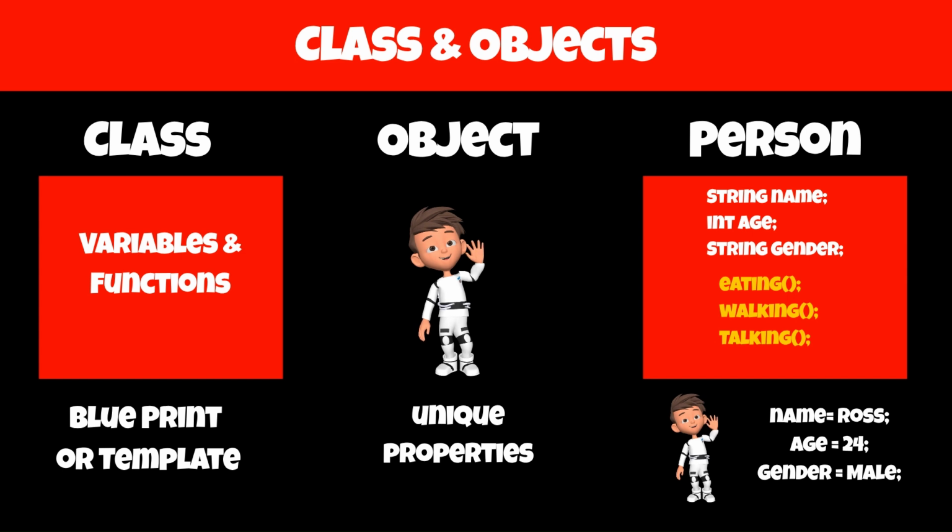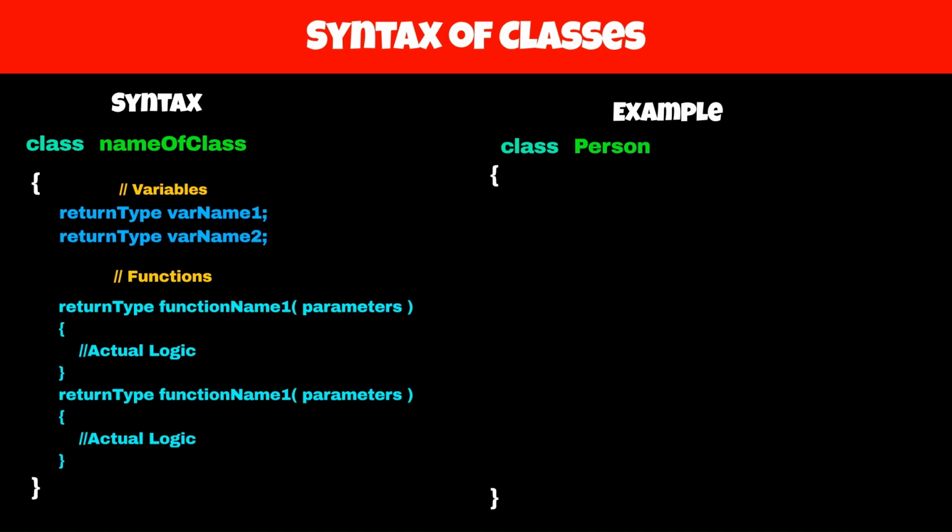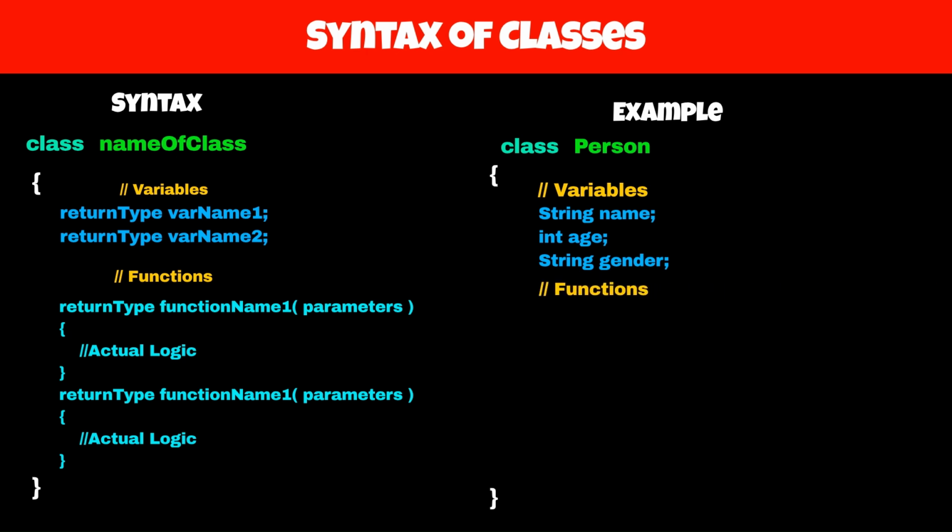Now let's understand the syntax of classes and objects. First comes the class keyword followed by the name of the class. In our case, the name will be Person. Now we have to declare variables and functions inside curly brackets. So for our example, we will define three variables: name, age and gender. After defining the variables, we have to define the functions. For this example, we will define two functions. One is for setting name, age and gender and the second one is for printing name, age and gender.